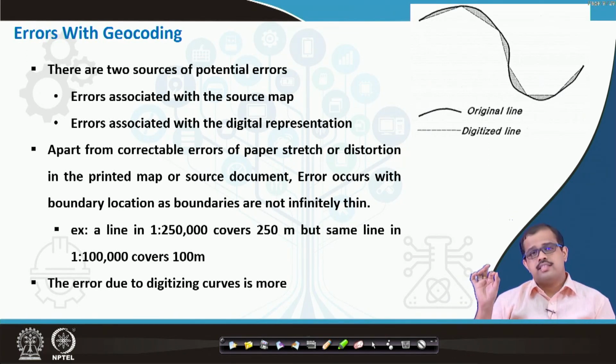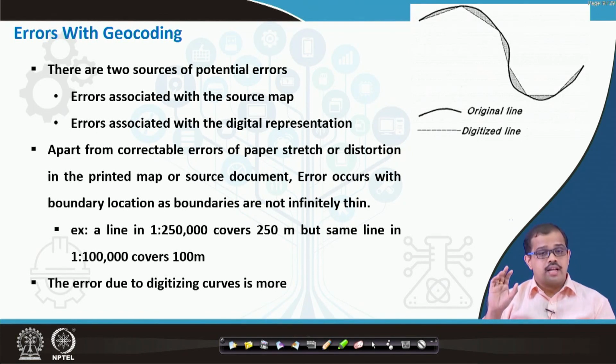Okay, extremely precise and accurate. If the accuracy and precision is much lesser, then obviously the error is there in the source map by itself. And errors also are associated with the digital representation. These errors are quite easy to understand when you are looking at your own data set.